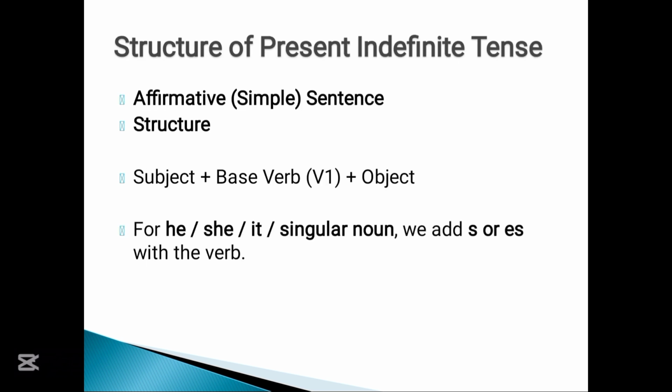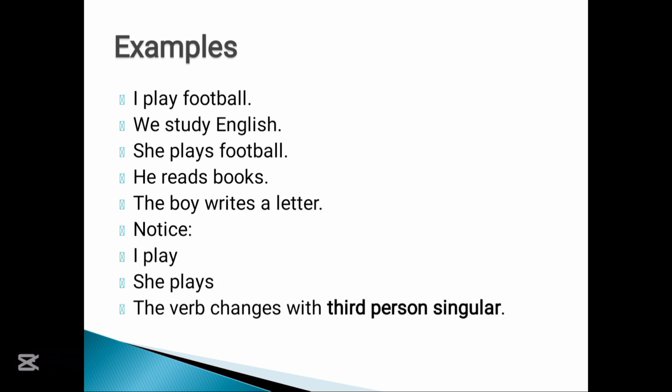Now we will move toward the structure of present indefinite tense. We have to construct this tense by following the structure: subject plus base verb, which is also called the first form of the verb, plus object. And for he, she, it, or a singular noun or subject, we add s or es to the verb. Now we have a couple of examples right here. I play football. We study English. She plays football. He reads books. The boy writes a letter. Notice, I play and she plays. The verb changes with third person singular.